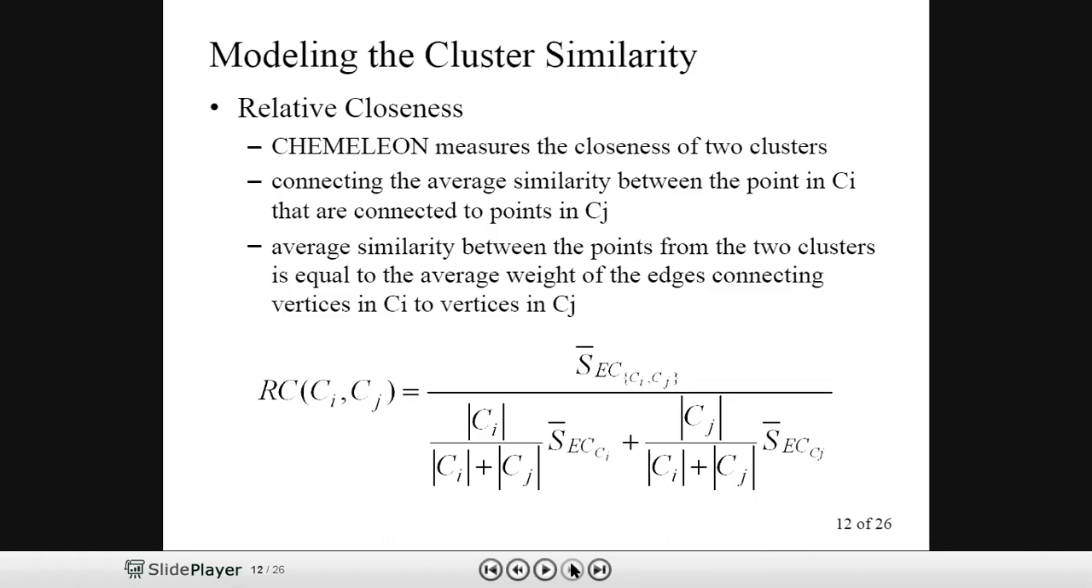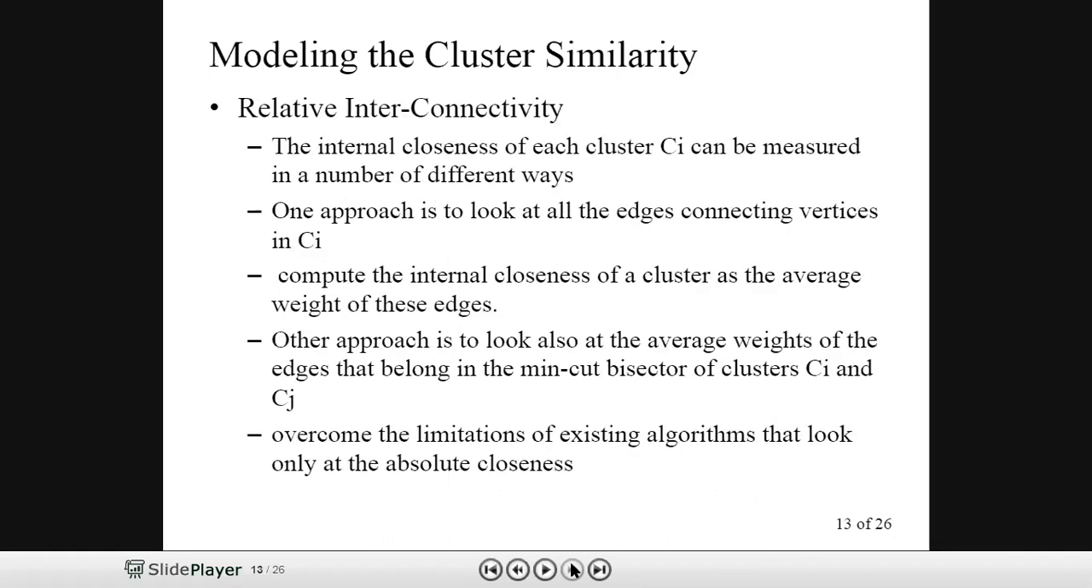When we calculate these two, we merge two subclusters only if the relative interconnectivity between the two clusters is greater than the threshold of relative interconnectivity, and the relative closeness is greater than the threshold of relative closeness. If these two criteria are satisfied, only then do we perform merging.